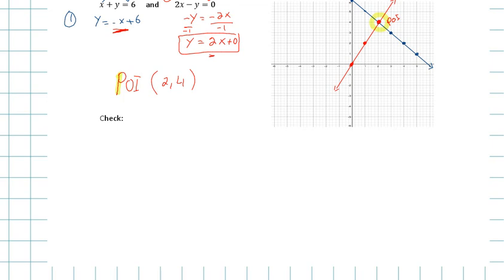So for equation number 1, I'm going to use the original. So I have 2 plus 4 equals, you know what? Let me write this. x plus y equals 6. 2 is x. 4 is y. 6. Left side equals right side.